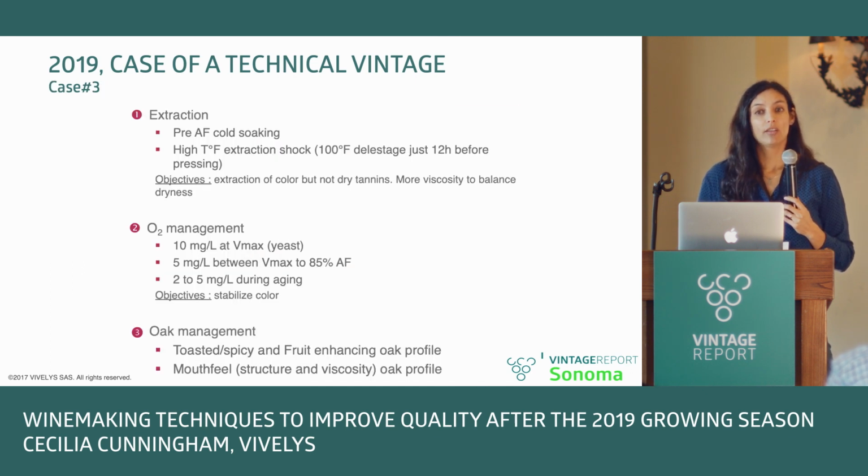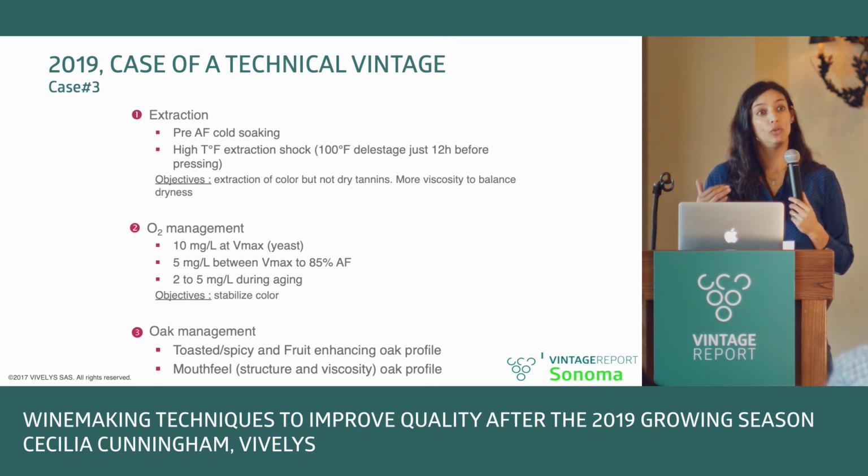So in this case, again, we can use some cold soaking. We can use a practice that is used in Burgundy a lot, that is the delestage at high temperature. Always, again, keeping in mind that we need to press it right away because we do have a risk of extracting dry tannins. So any maceration that we do here has to be a little shorter just to prevent that extraction.